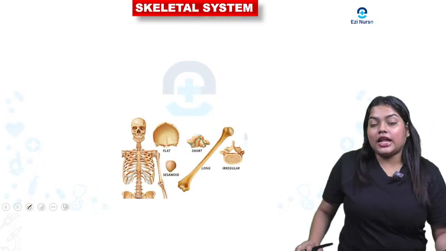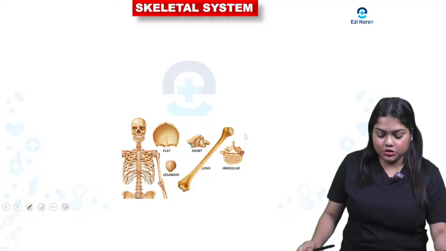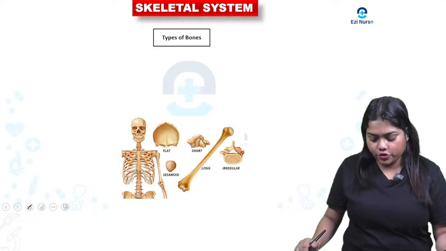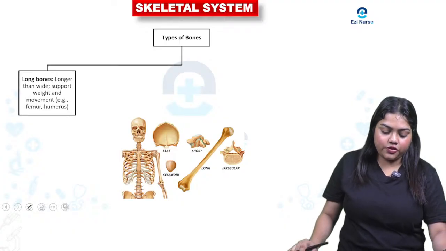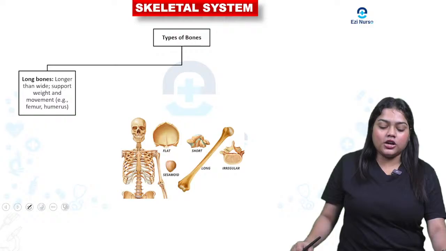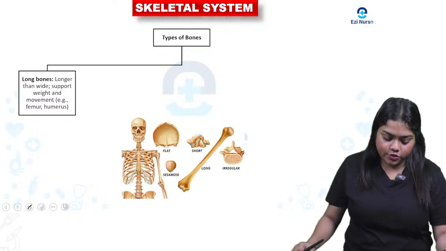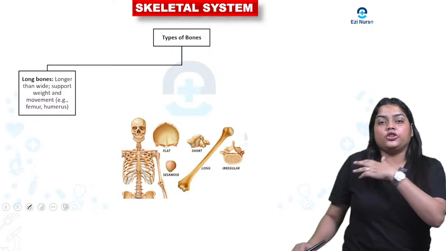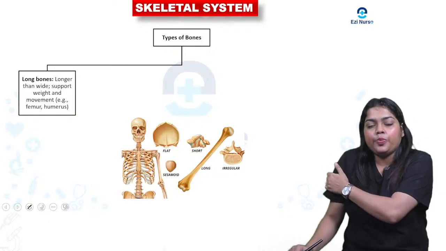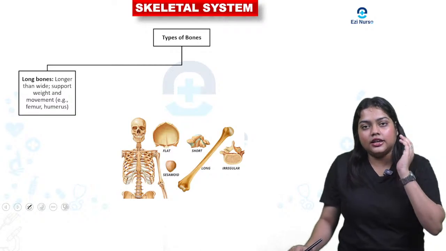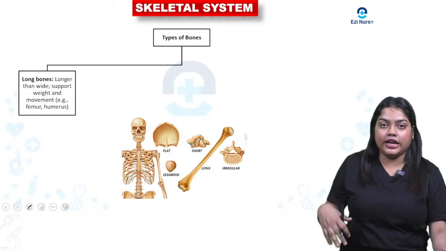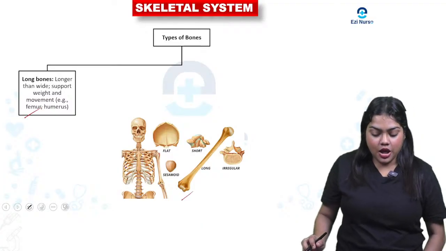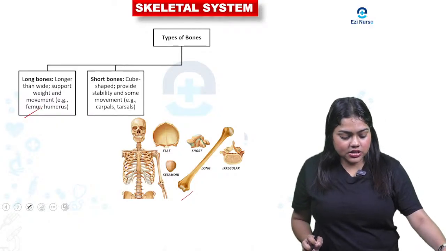Next, come to types of bones. There are different types of bone according to the structure. We have flat bone, short bone, sesamoid bone, long bone and irregular bone. So first come to long bones. The longer and wider bones are called long bones, which mainly support the weight and movement, such as the humerus, which is placed in our upper arm, and the femur, which is placed in our leg. And this is the longest bone. Actually, the femur is the longest bone in our body. Next come to short bones.